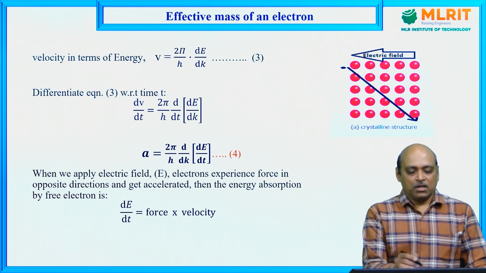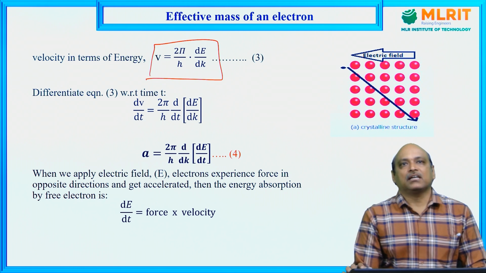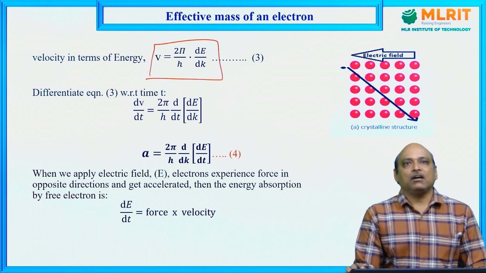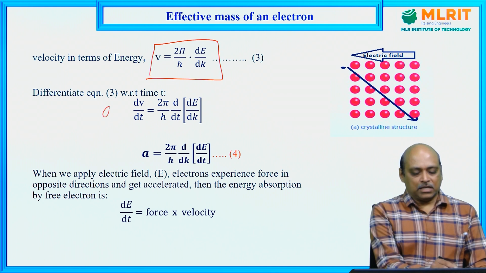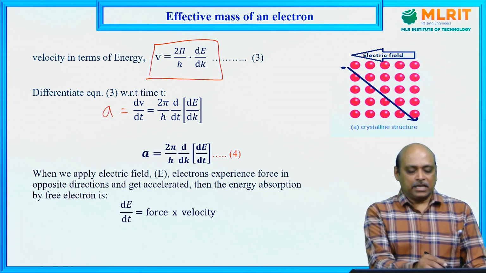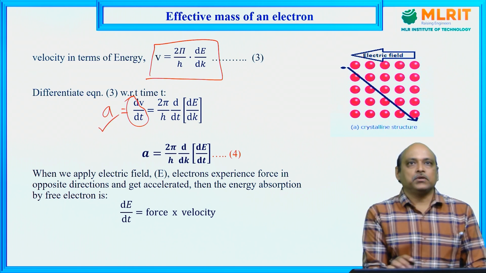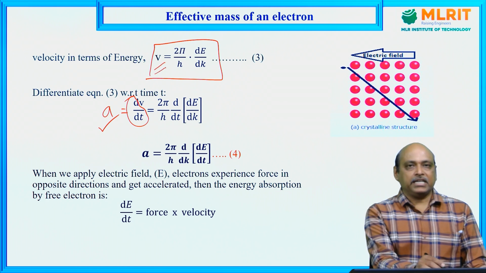Here you see, the V value you got as like this, the velocity of a moving electron in a periodic field. But the thing is, I want the acceleration of that moving particle. Acceleration is nothing but what? The rate of change of velocity only. So to know the A value, we need to do dV by dt.